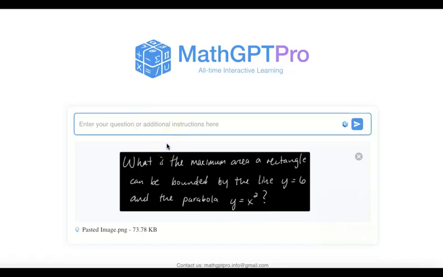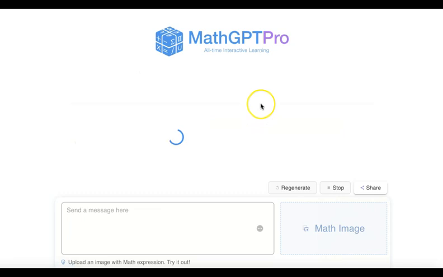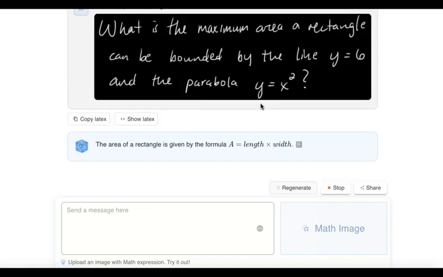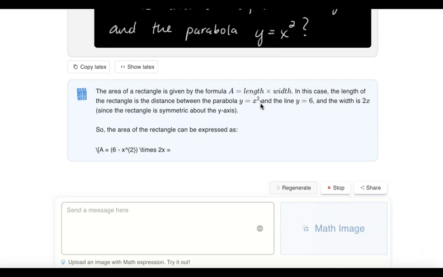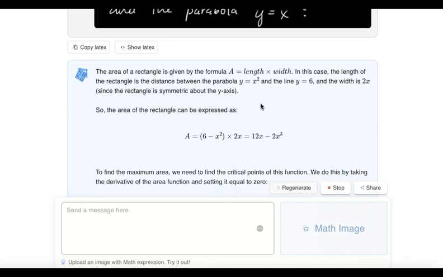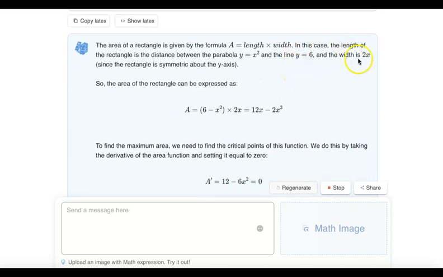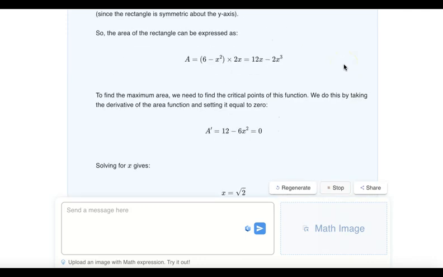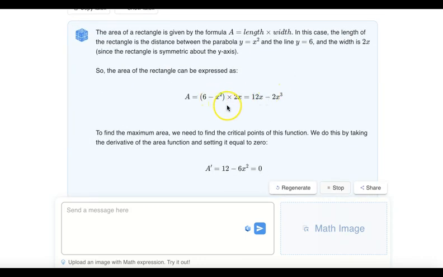I've taken a screenshot of the word problem. I just pasted it as a picture in here, and I'll say, solve this problem using methods from Calc 1. Let's see. Area is given by length times width. This is really good. It starts from the basics. It uses the same method, that the width is 2x, and the height is expressed as 6 minus x squared. This is like what we did.